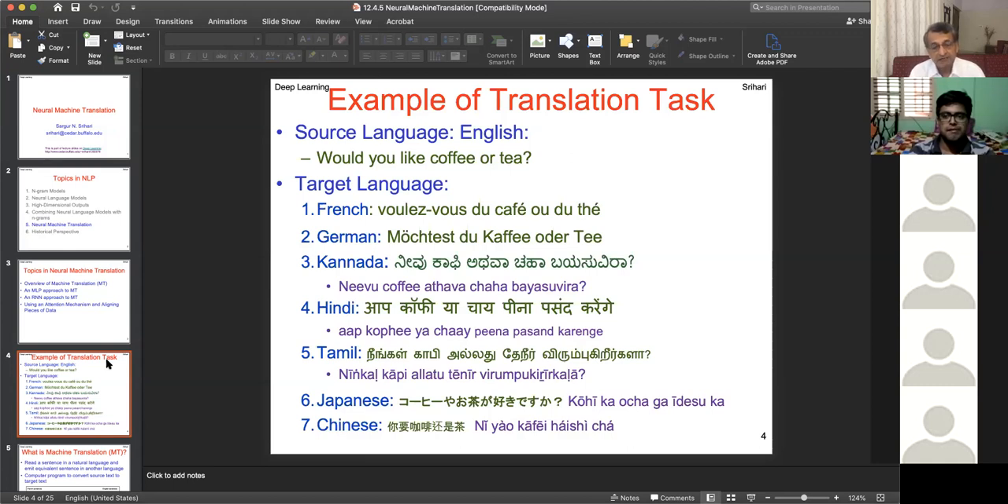And the target language, I chose here 7 languages, which, in my very biased opinion, are the most important 7 languages of the world. All right. First is French. You would say, voulez-vous du café ou du thé would be the translation. So we'd like to generate that in French. Or we could translate it from English to German, and you would say, Möchtest du Kaffee oder Tee? So that would be German.